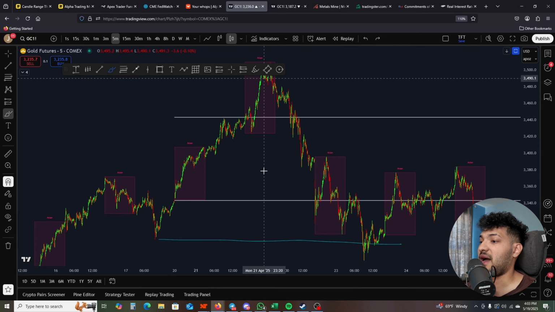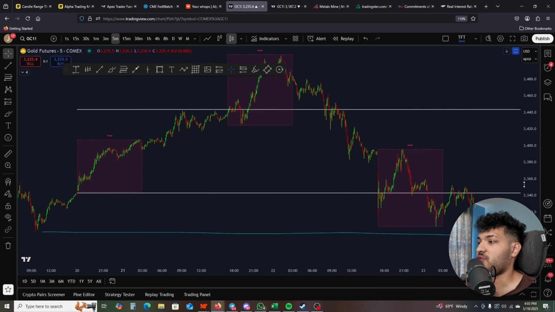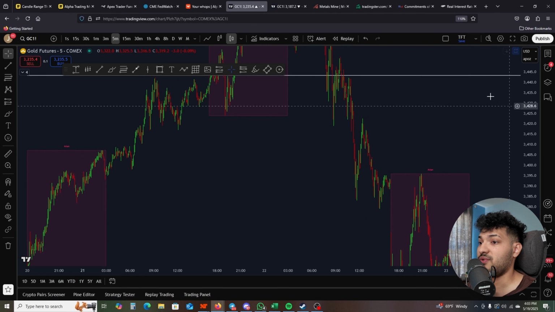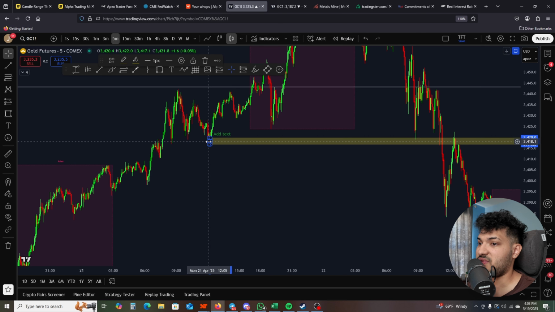And very simply, guys, all you do is you enter on that confirmation. This could be a key level. And if you notice specifically, when I say a key level, it's not a coincidence that we react off this demand level.